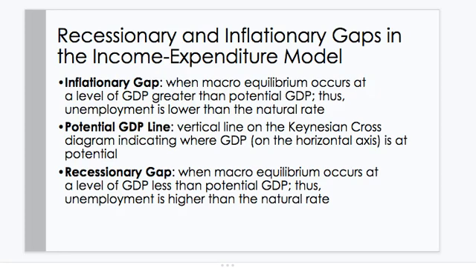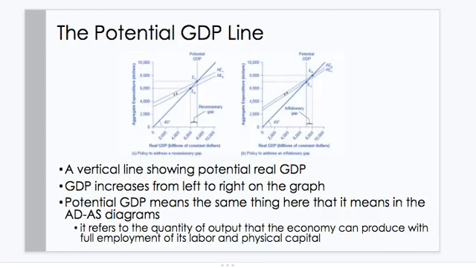Recessionary and inflationary gaps in this model. Inflationary gap: when the macro equilibrium occurs at a level of GDP greater than the potential GDP. Thus, unemployment is lower than the natural rate. Potential GDP line: the vertical line on the Keynesian cross diagram indicating where GDP on the horizontal axis is at potential. Recessionary GDP gap: when the macro equilibrium occurs at a level of GDP less than the potential GDP. Thus, unemployment is higher than the natural rate.